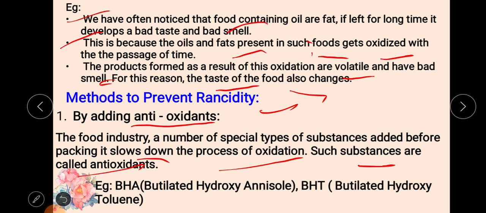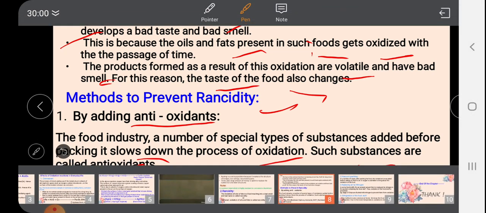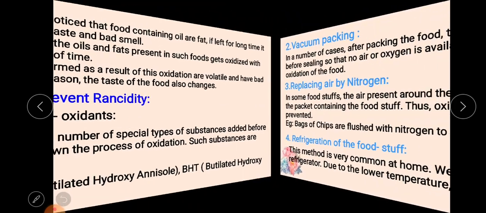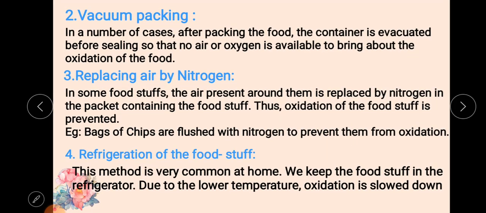which avoid the oxidation. An example is BHA and BHT, which are butylated hydroxyanisole and butylated hydroxytoluene. These are the two chemicals in whose presence the food will not get rancid. Or even in 8th class we learnt preservation of food by oils, vinegar and salt. Those are also antioxidants, because they do not allow the food to get rancid.